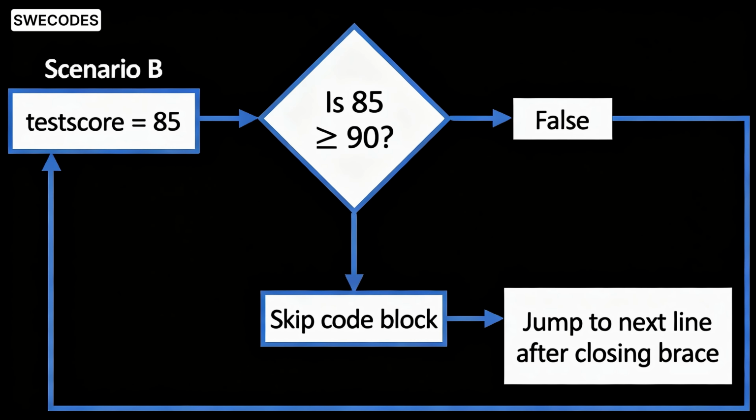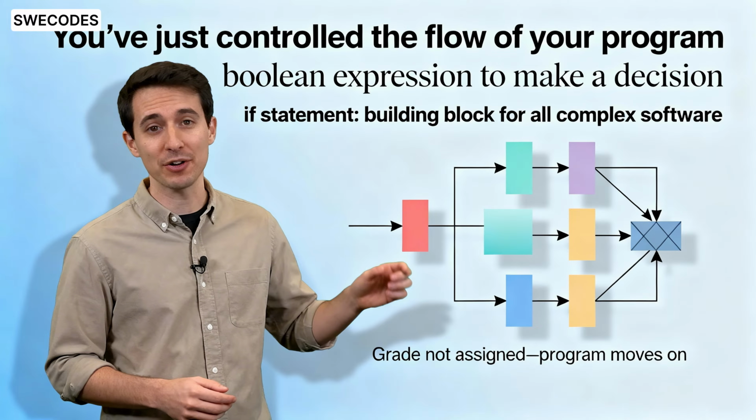Scenario B. The condition is false. Now, our test score is 85. The program hits the if and asks, is 85 greater than or equal to 90? The answer is false. Because it's false, the program skips the entire code block. It jumps directly to the next line after the closing brace. The grade is never assigned, and the program simply moves on.